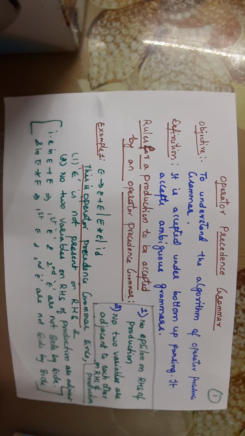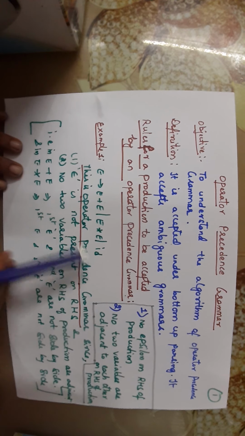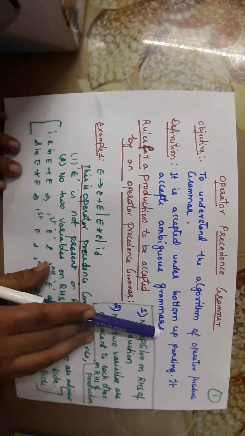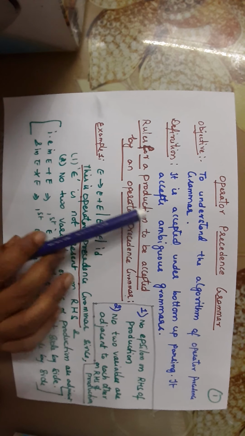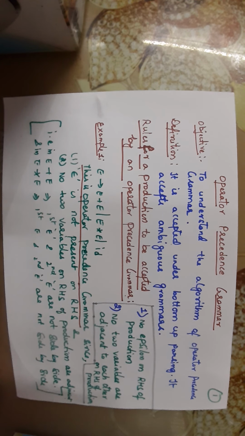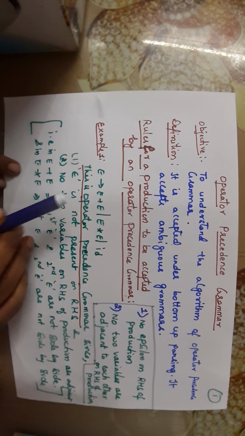Coming to the definition of operator precedence grammar, it is one of the grammars accepted by bottom-up parsing, and it accepts ambiguous grammars. Other grammars under bottom-up parsing don't accept ambiguous grammars. This is the only grammar that accepts ambiguous grammars.